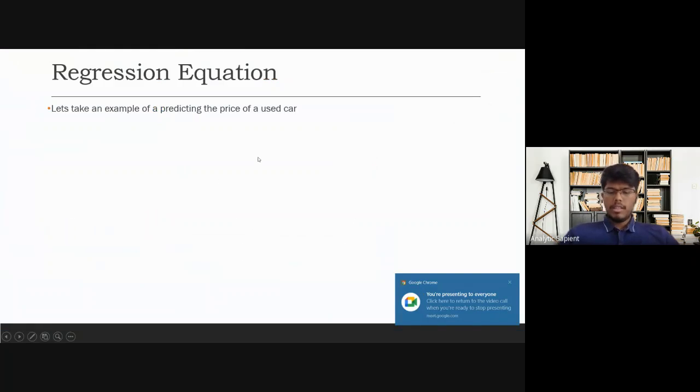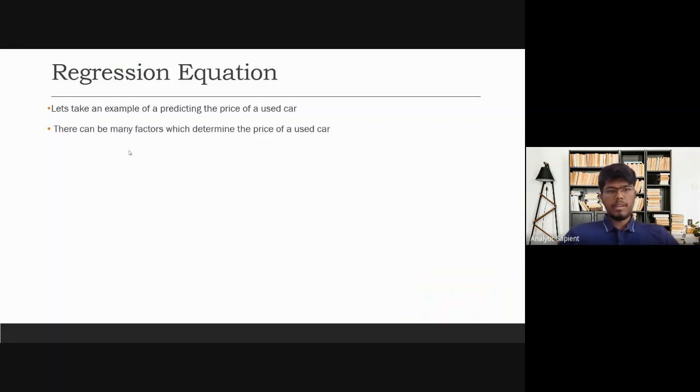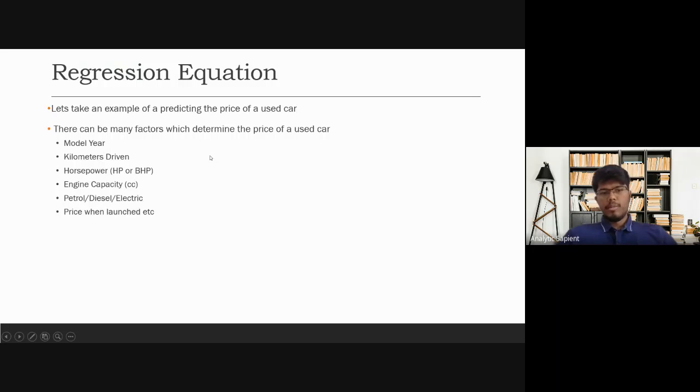So let's see what factors there are. There can be many factors, as told. It could be model year, kilometers driven, horsepower or brake horsepower, engine capacity, petrol, diesel, electric, price when launched, etc. There are many other things: tire quality, engine quality, whether the seats are good or not, etc.